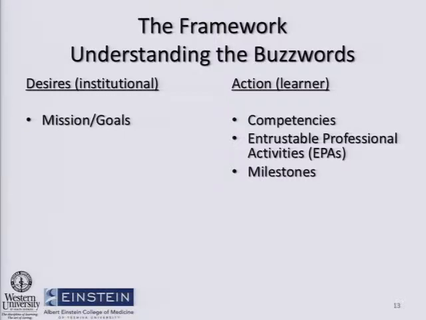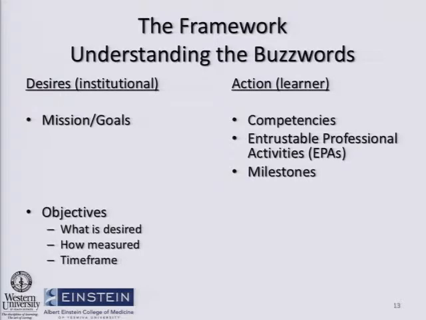to do that. For example, they can draw blood on their own, or they can give an injection on their own. And we have now defined that there are 13 of these EPAs that students must be able to do in order to get from medical school into their residency programs. Next thing are milestones, and those are just another type of activity by the learner that define the outcome of the mission and goals of the institution.